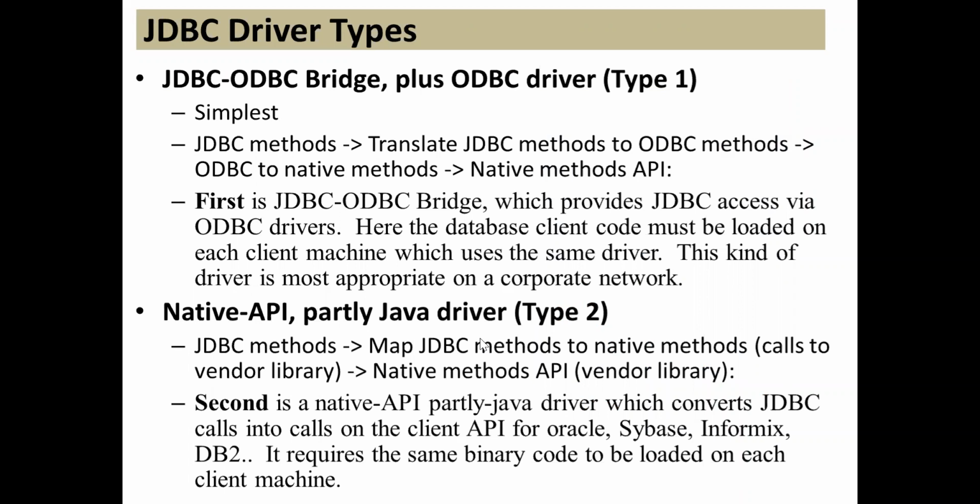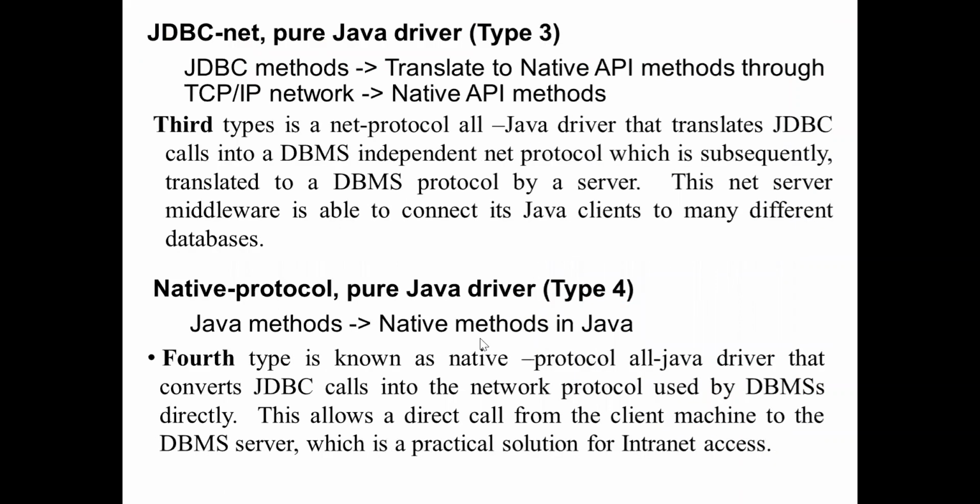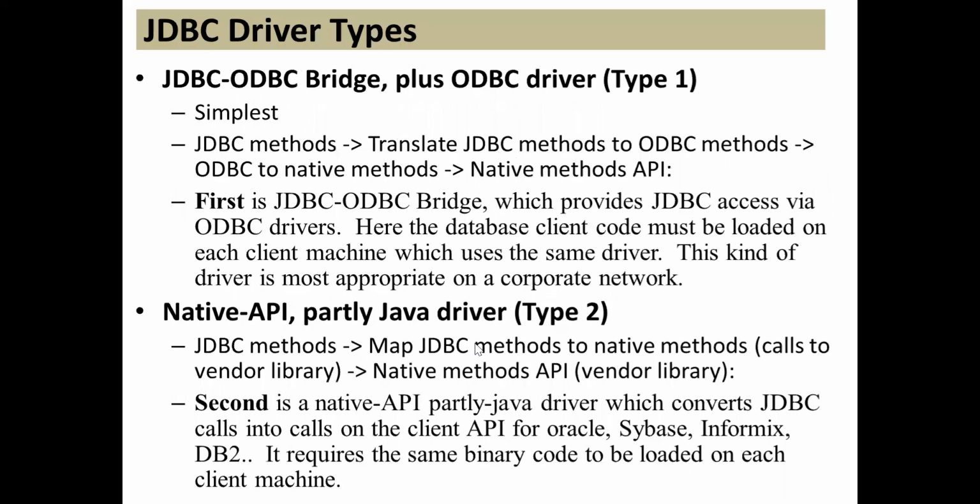So next, there are four types of JDBC driver. You know that one is the JDBC-ODBC bridge. The second one is the native API. The third one is JDBC to the network. And the fourth one is directly to the native protocol from the Java driver. So we can move to the JDBC driver types.